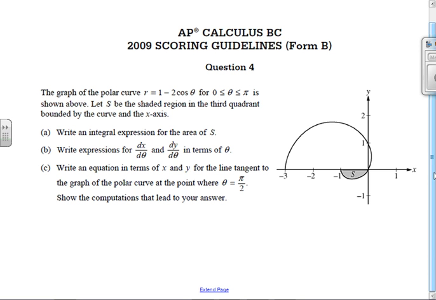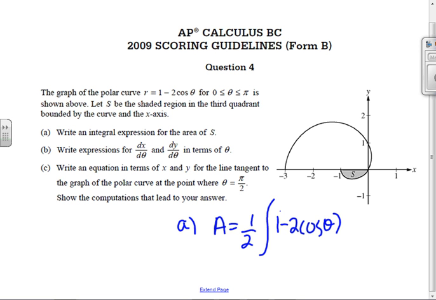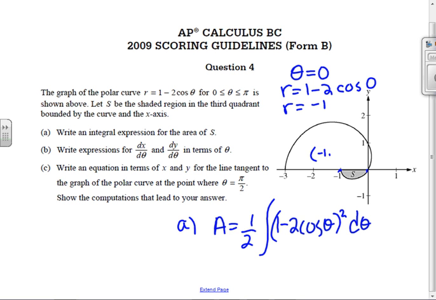So it's going to be 1/2 the integral of r squared, and r is 1 minus 2 cosine of theta, squared, d theta, and now I have to figure out my angles. So I need to know what angle this is and what angle that is. If theta is equal to 0, because I'm going to start at 0, then r is equal to 1 minus 2 times the cosine of 0. So what's r equal to? -1. So that's this point right there. This is -1, theta being 0.